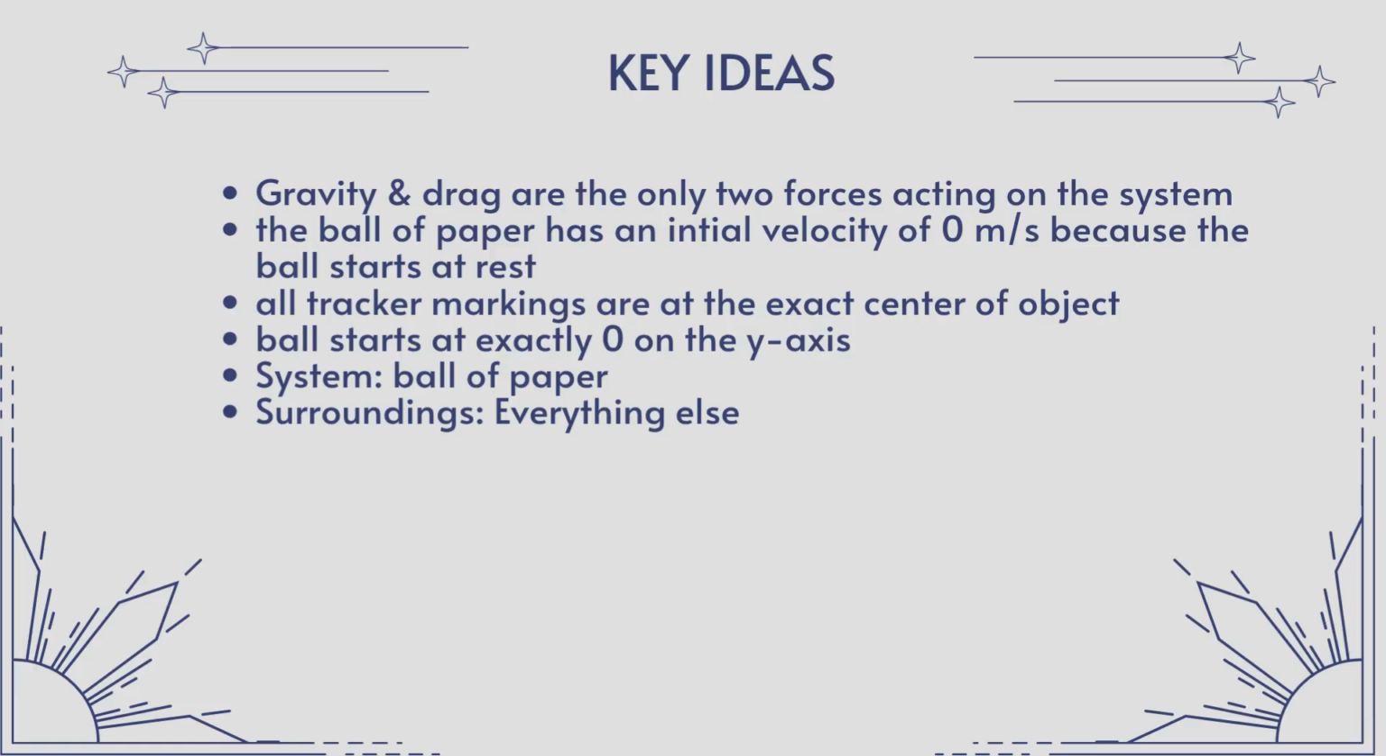So here are some key ideas of this lab. First is that gravity and drag are the only two forces acting on the system. And then the ball of paper has an initial velocity of 0 because the ball starts at a resting position. And then all tracker markings are at the exact center of the object, and then the ball starts at exactly 0 on the y-axis. Also, most importantly, it's good to know that the system is the ball of paper, and then the surroundings is everything else around it.